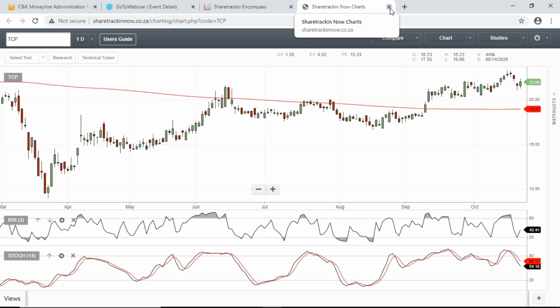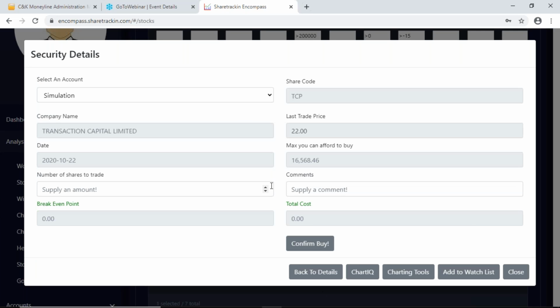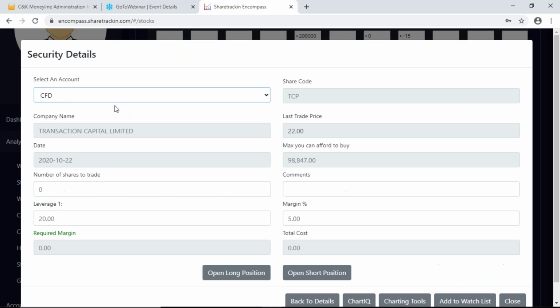I'm going to close my charting here, and then I'm going to say buy shares. Now we created an account and we also named the account. So my account's name is CFD. So I'm going to click CFD. It gives me the share code, the company name, the current price, the date that we want to buy, the money I still have left in the account to spend, my max you can afford to buy, and the number of shares to trade. How many shares do I want to buy? Let's say I want to buy 1,000 shares, for example.